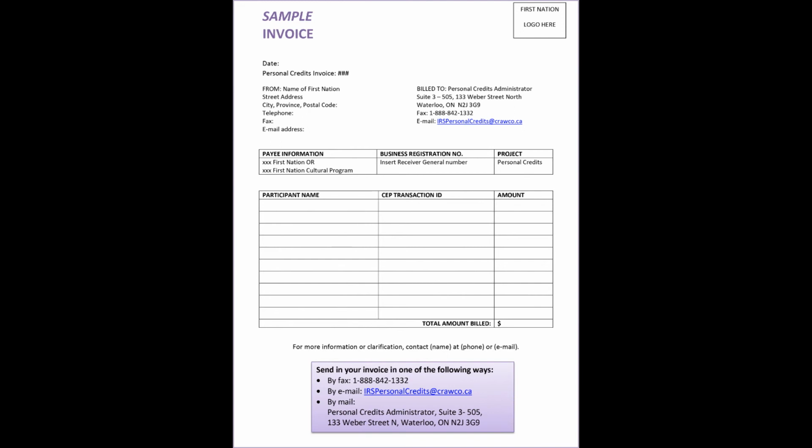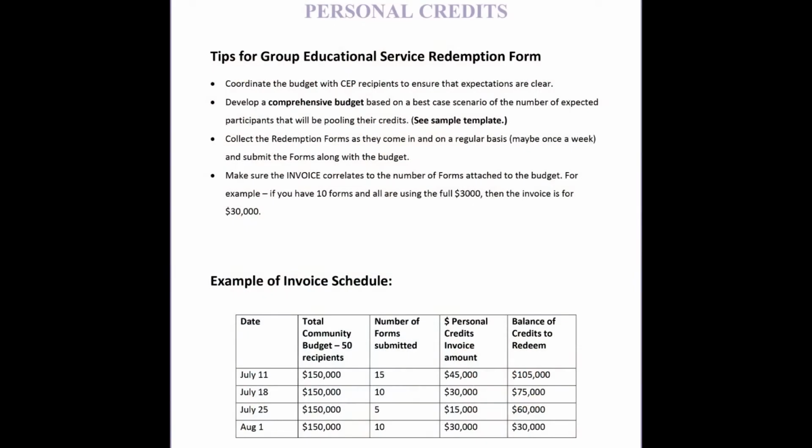And so this should be available on the webinar as well. And so you'll see the sample invoice has the Blue River First Nation, personal credits invoice number, whatever it is, because that'll change each time. It has the payee information, the program, the mailing address, the business registration number, and then the total amount of the invoice. The total amount of the invoice, again, correlates to the number of participant forms that you have. So if you have 3 forms for $3,000 each, then your invoice is $9,000. If you have 10 forms, then with $3,000 each, then your invoice is for $30,000.